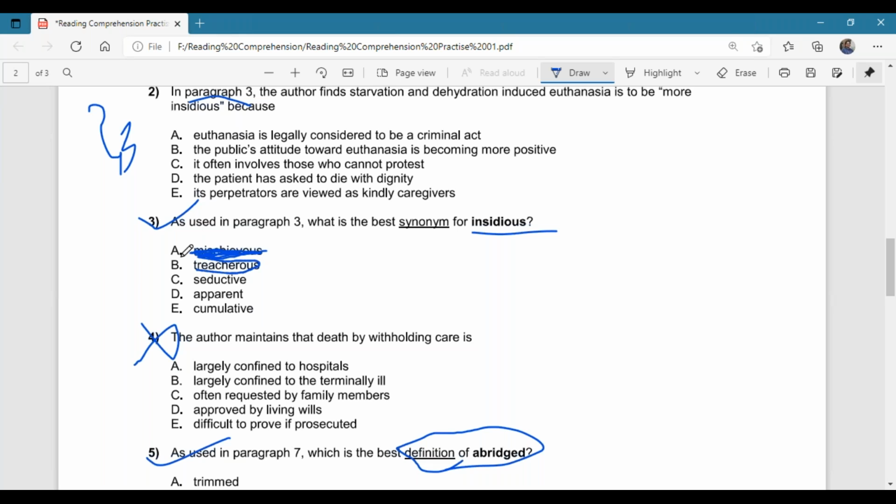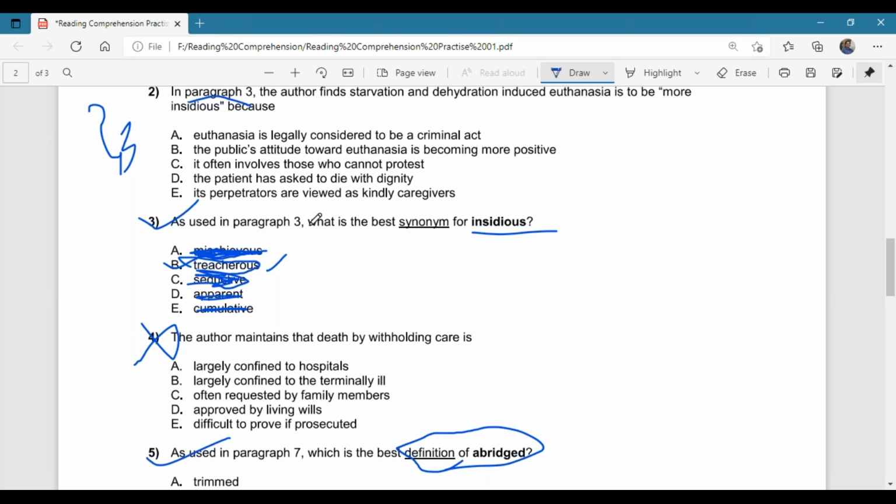Treacherous also means which is widely spread. So treacherous is the right synonym. Treacherous is the right word. Very good. Now seductive is not correct because seductive also has a different meaning, to initiate something in that way. Apparent in the sense obvious, so that is also not correct. Cumulative is also not correct. Cumulative report, so collective one, so that is also not correct. So we go with the answer treacherous.